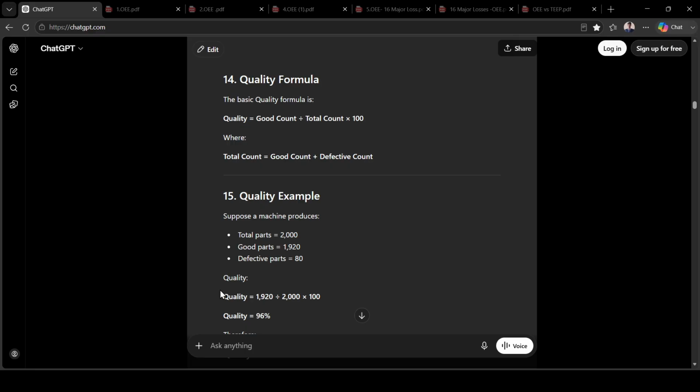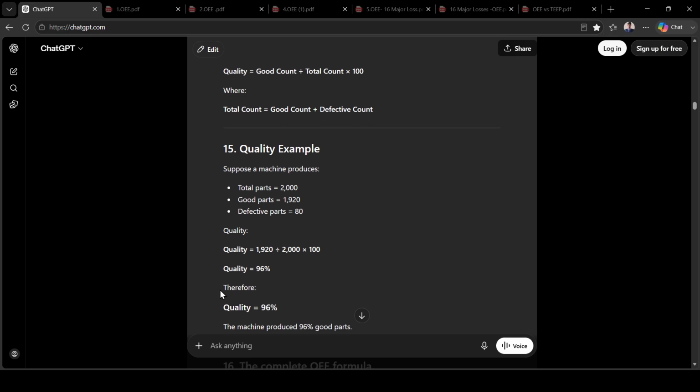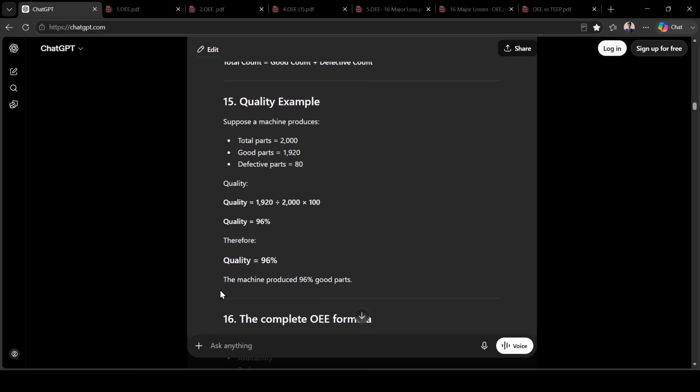Quality example: suppose a machine produces a total of 2000 parts. Good parts are 1920, defective are 80. Quality equals 1920 divided by 2000 times 100. So quality equals 96 percent. The machine produces 96% good parts.